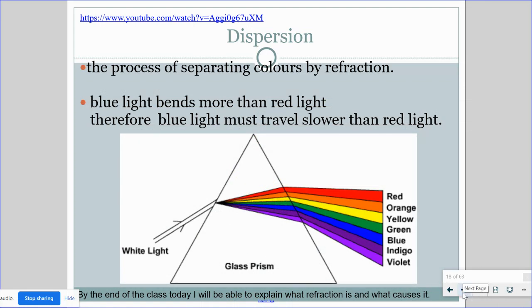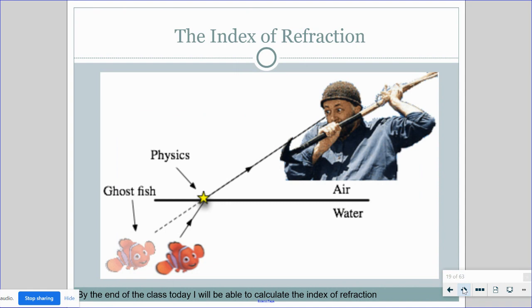Okay, so that is dispersion. The idea that when light is refracted on an angle, it splits the beam up into the visible light spectrum. So again, here we have a guy who's going to harpoon our poor little Nemo fish, and this is actually Nemo. And when the light is leaving Nemo, it is going slower in the water. And then when it comes out into the air, it speeds up, so it bends away from the normal.